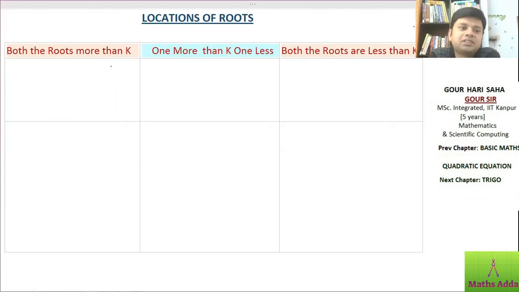Now in these 3 sets, first, both the roots are more than k; second, one root is more than k and one is less than k; and third, both the roots are less than k. So one number k decides the position of the roots. First is both the roots are more than k. If both the roots are more than k, it means alpha and beta will be lying on the right hand side of k, right? So let's see how the graph will look.